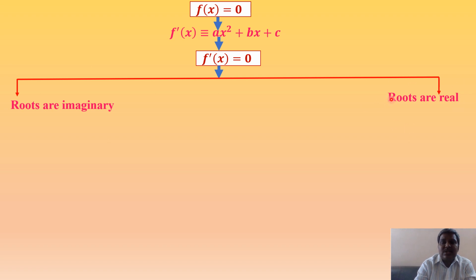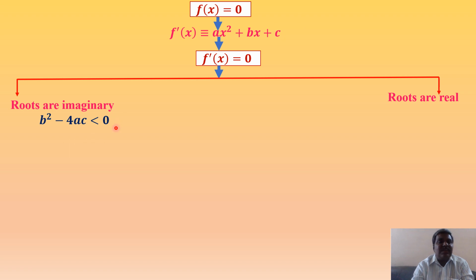Roots are real and distinct. Let us see the first case. What is the first case? Roots are imaginary, for f dash x equal to 0. What we obtain? B square minus 4ac is less than 0, if the roots of the quadratic equation ax square plus bx plus c equal to 0 are imaginary.